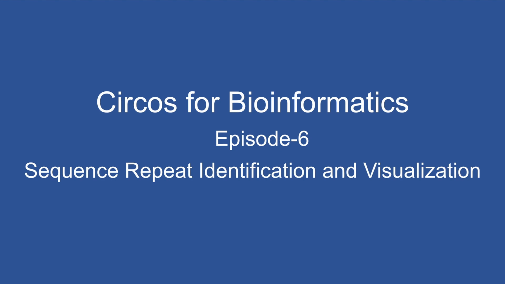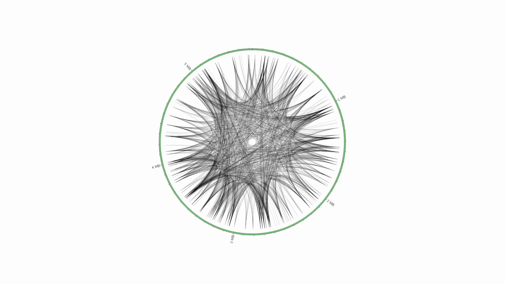In this video, I'm going to show you how to identify sequence repeats and visualize them. Okay, we are going to use BLAST and Circos. So that's what we are going to generate at the end of the day. We will have a Circos plot, and then we will have the links. So the link represents repeats.